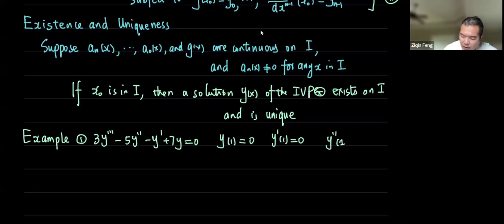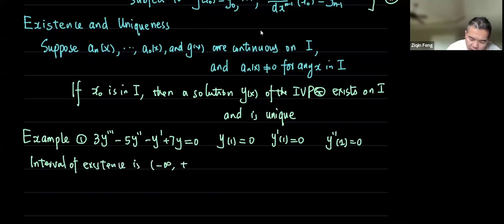So now you can see that by our existence and uniqueness theorem, all the coefficient functions are continuous everywhere, right? In this case, the interval of existence is from negative infinity to positive infinity, because 3, 5, negative 5, negative 1, 7, 0 are all continuous as constant functions. It's continuous everywhere. And also 1 must be in there, right?